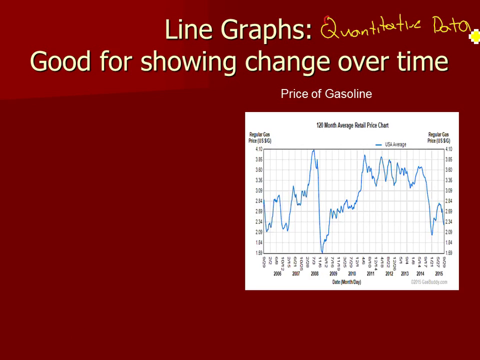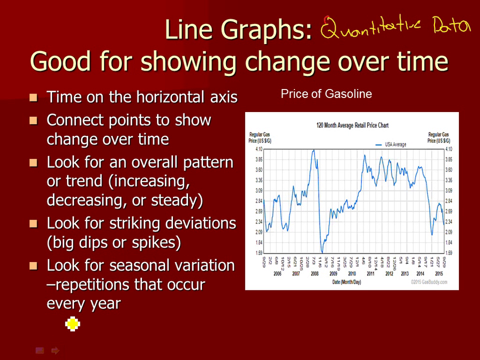Okay? And let's see, we want to make sure we have time on the horizontal axis so that we show the change over the time. We want to make sure to connect the points to show the differences in their change over time. And then after we have that, we can look for overall trends, whether things are increasing, decreasing, or just all over the place. And we'll look at just random spikes, either up or downward, or possible seasonal variation.